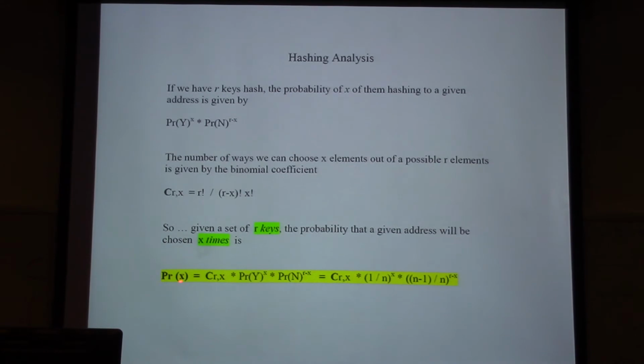So therefore the probability that we have X successes, that means the probability that X records hash to a given slot, given that we're hashing R records, is the combination R choose X times the probability of yes to the X times the probability of no to the R minus X, which can be simplified in our case because we're using the equally likely probability assumption, which means that every slot has the probability of 1 over n. Therefore, the probability of yes is 1 over n. And the probability of no is this. So therefore, it's going to be this combination times 1 over n to the x times n minus 1 over n to the r minus x.